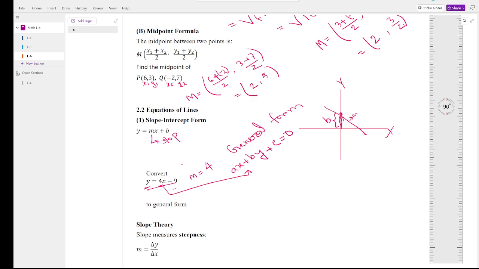We need to keep all the terms on the left side or the right side. We keep everything on one side and the other side is 0. So we can move y to the other side. So the general form is 4x minus y minus 9 equal to 0. This is the general form.